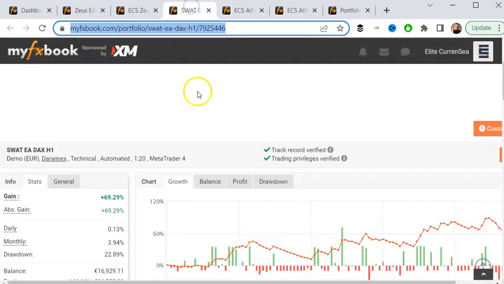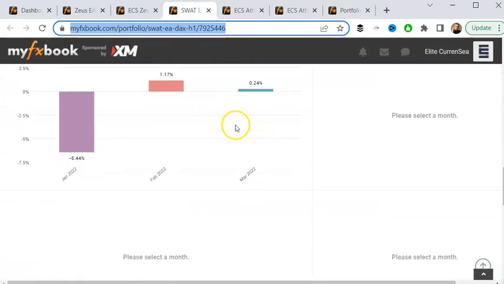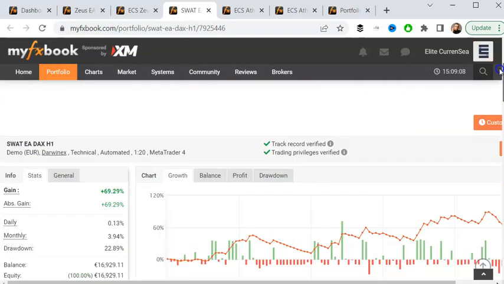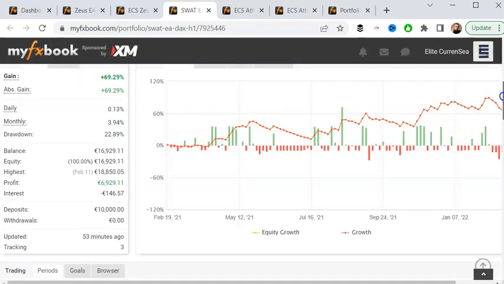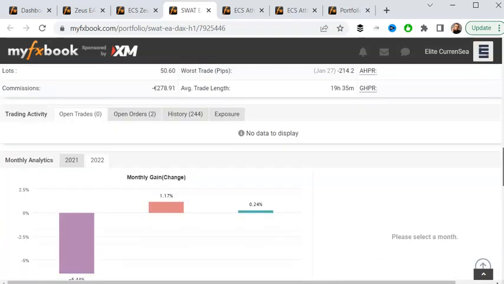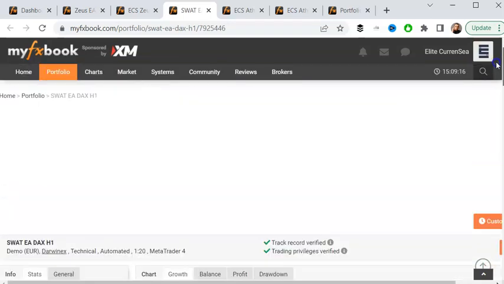Let me continue with the SWAT EA. It's up 69% after a year and a month or so. Last month was nothing special with plus 0.24%. But still positive. All right.